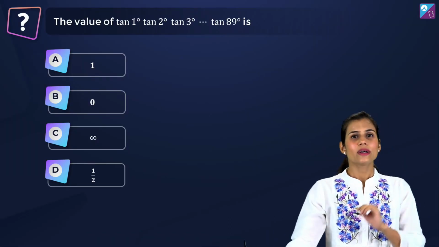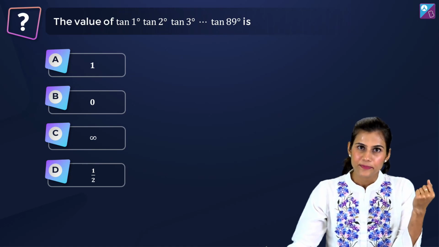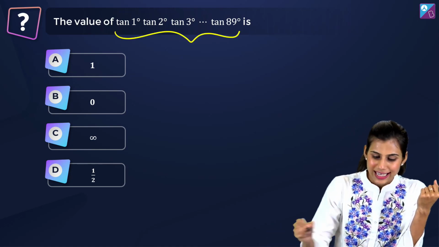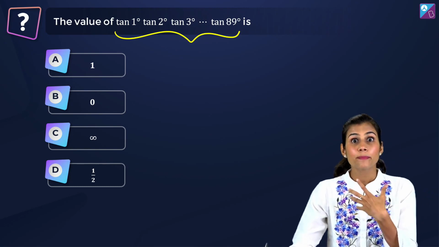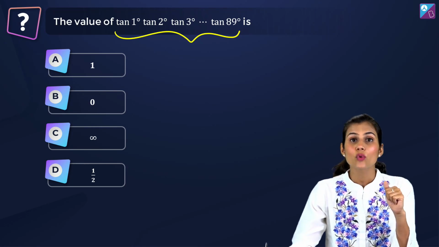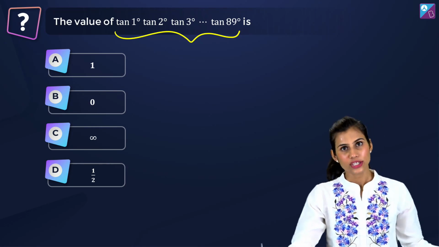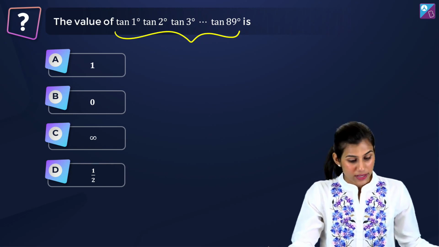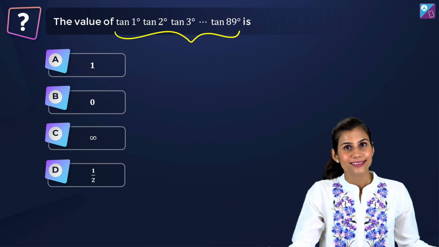The very first question is this one. It is asking us to compute the value of the expression which is the product of tan 1 degrees, tan 2 degrees and so on till tan 89 degrees. What is the value of this product out of the given options A, B, C and D?